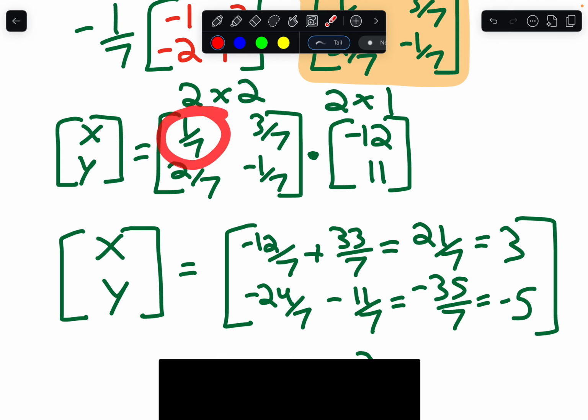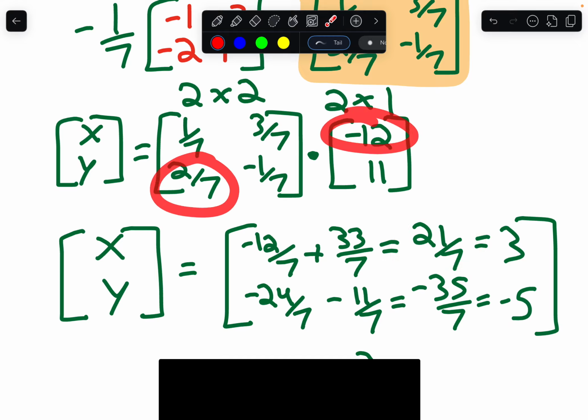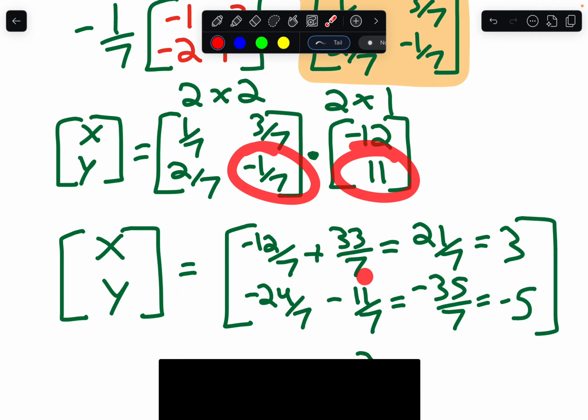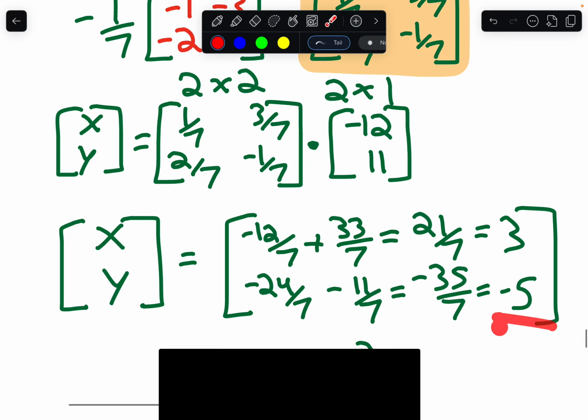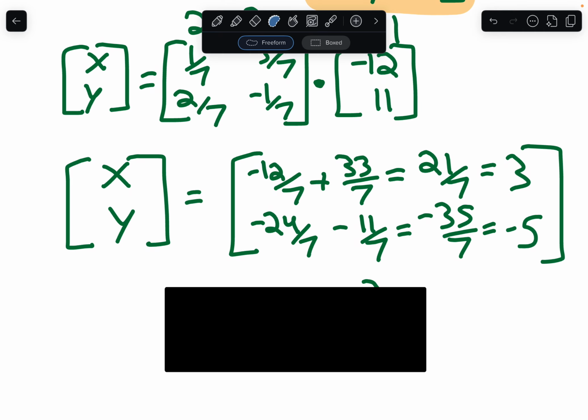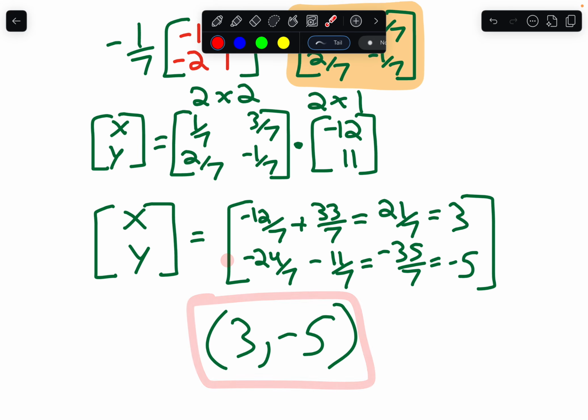I'm just showing my work here. 1/7 times -12, 3/7 times 11. Add these together, you get 21/7, which is 3. Then 2/7 times -12 is -24/7, -1/7 times 11. Add them up, -35/7, which is -5. That means my solution is the ordered pair 3, -5.